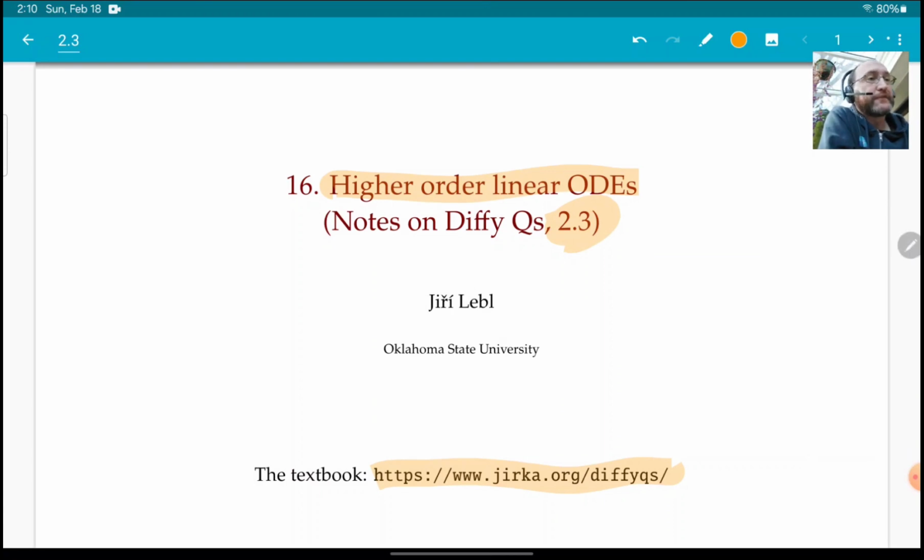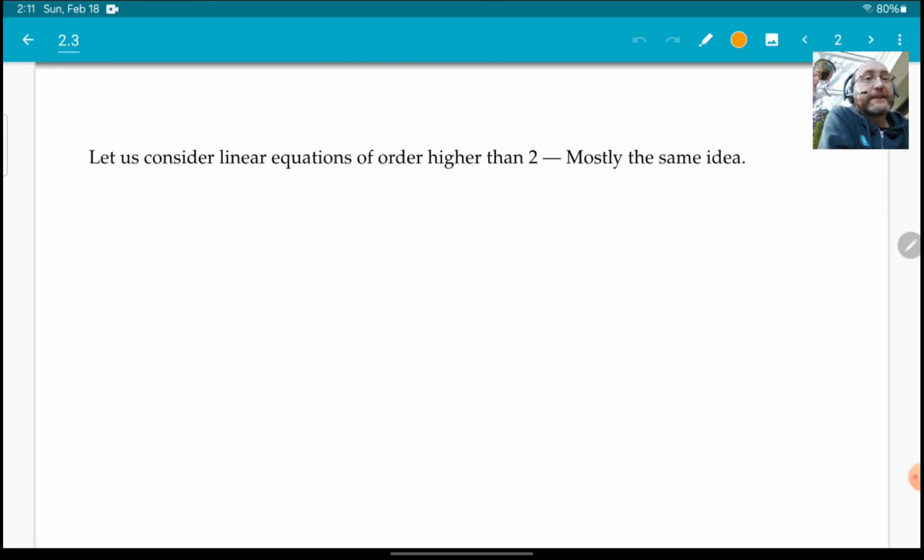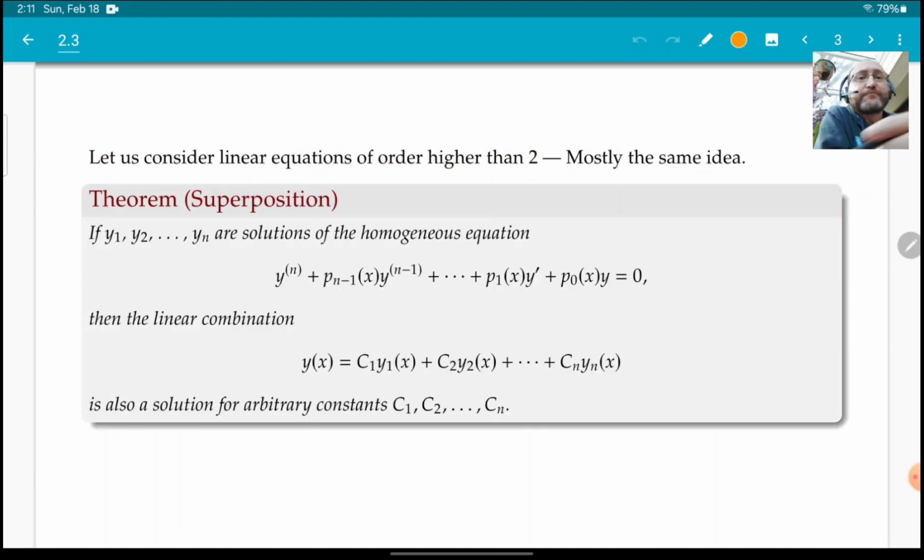All right. So what are we doing? Let's consider linear equations of order higher than 2. Right? And the idea is mostly the same. It's just we're going to have more linear independent solutions. We're going to have more initial conditions and so on. But otherwise, the idea is basically the same. So start with superposition, which is, again, the same.